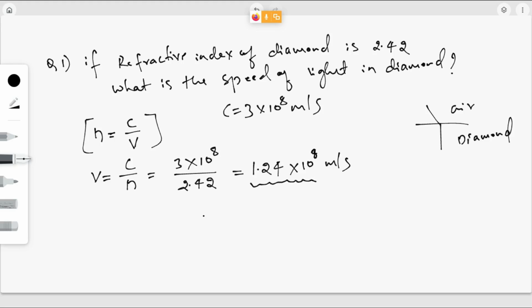It will be least here. Take any other medium, it will be more than this. First copy this one and then try the next one. Question number 2.